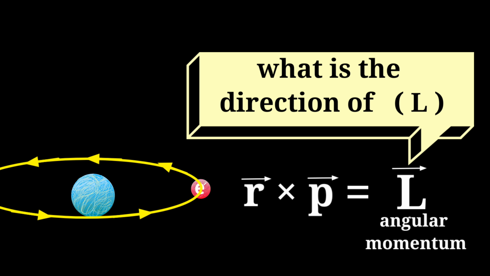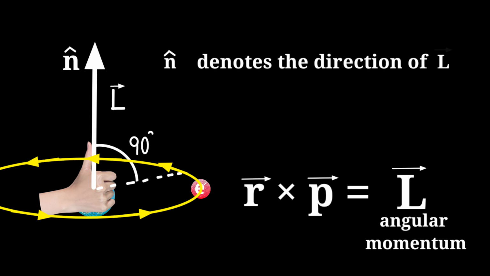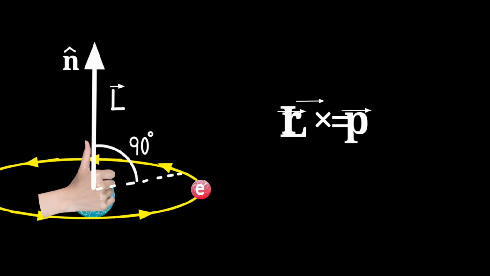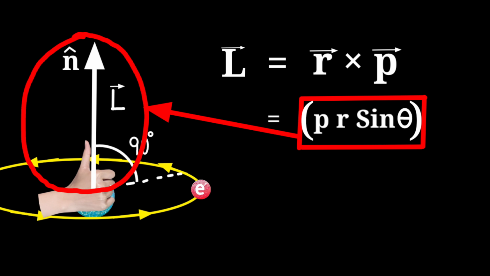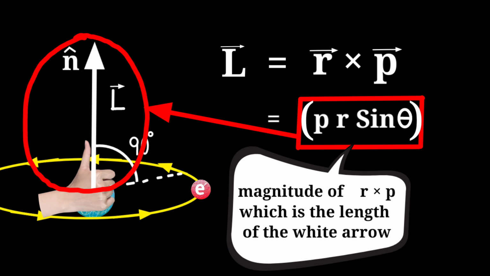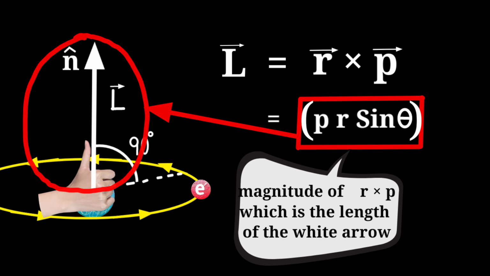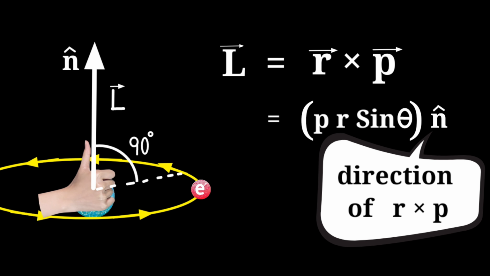But what is the direction of L? According to the right hand, the white arrow denotes the direction of L, which is perpendicular to the plane of rotation. Here L equals p r sine theta, which is the magnitude of r cross p. It is the length of the white arrow. And n cap denotes the direction of r cross p.